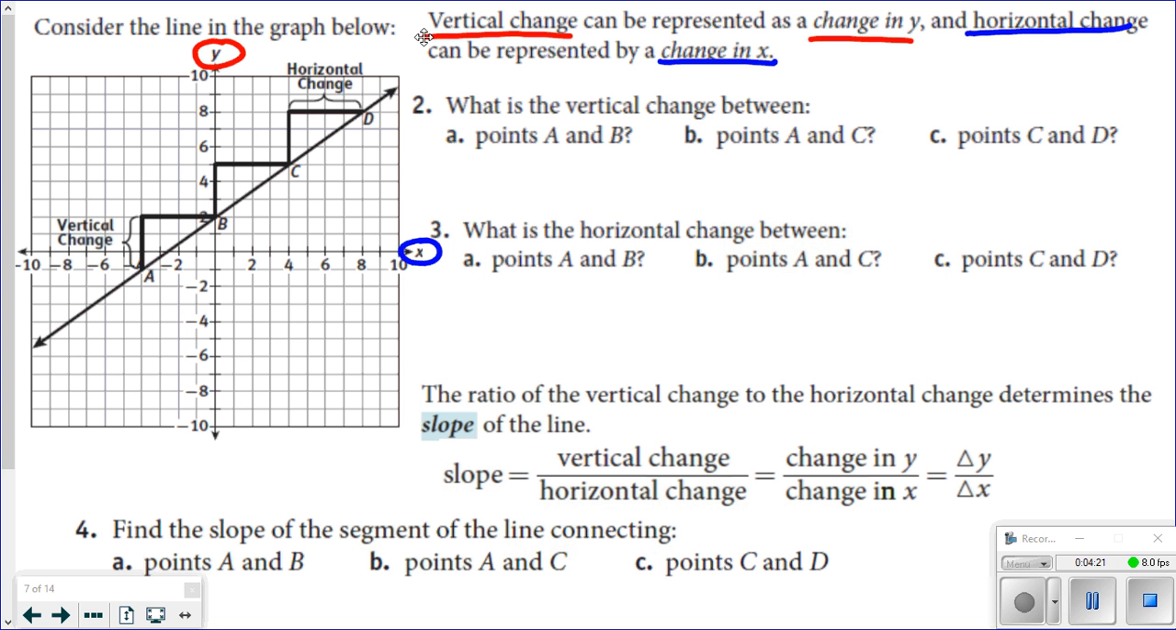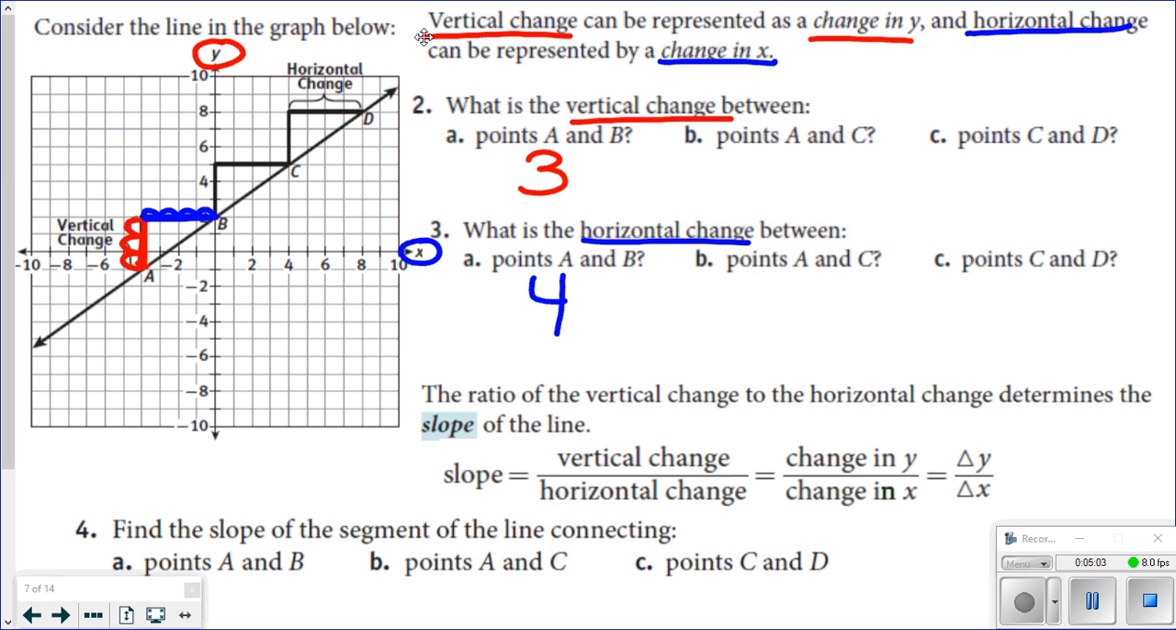So what I would like you to do is take time answering question 2 and 3. Question 2 is all about vertical change. Between points A and B, I moved up 1, 2, 3 spaces, so my answer here would be 3. Then you're going to do the same thing between points A and C, read carefully, and C and D. Question 3, we're looking at our horizontal change. So horizontal is side to side, left to right. 1, 2, 3, 4 spaces.